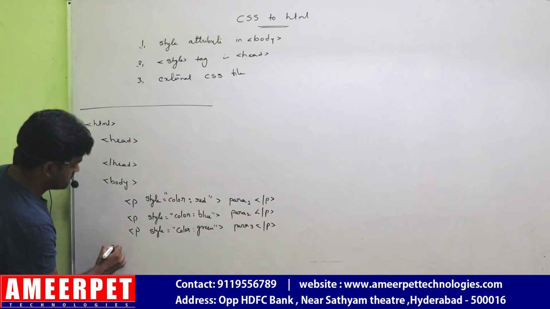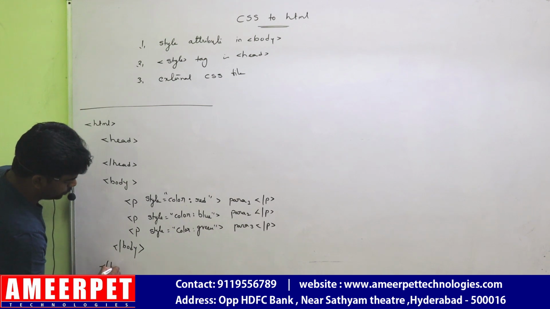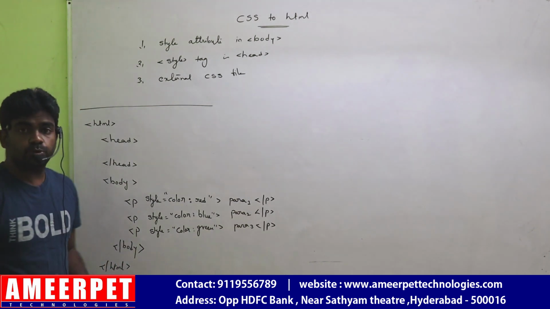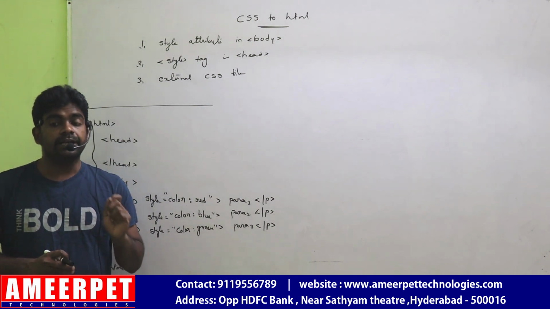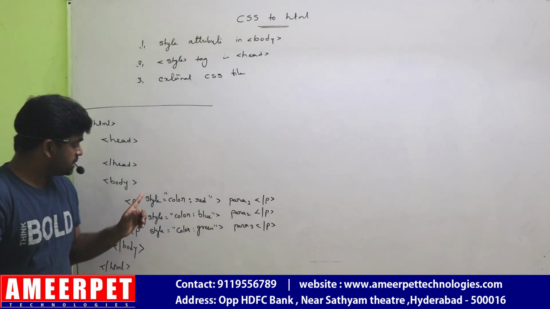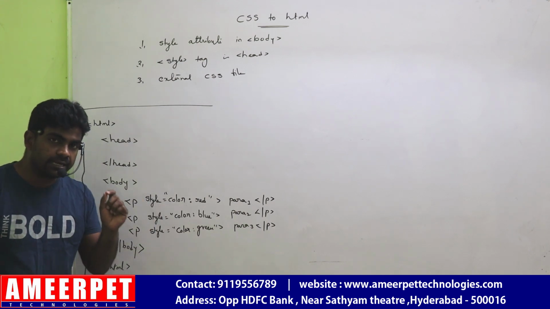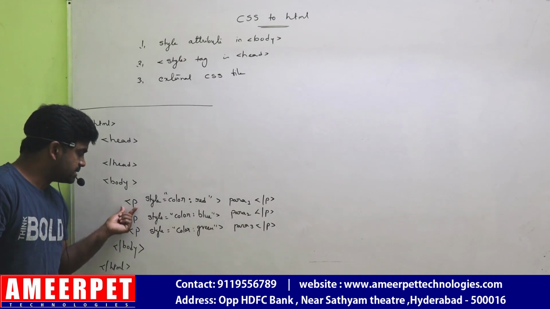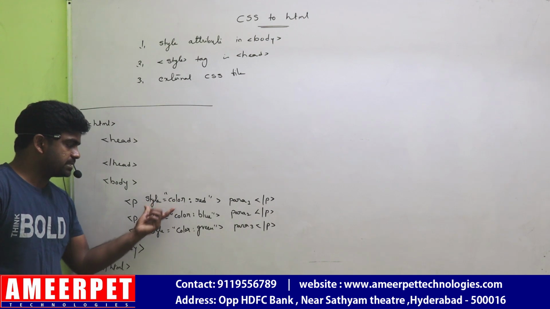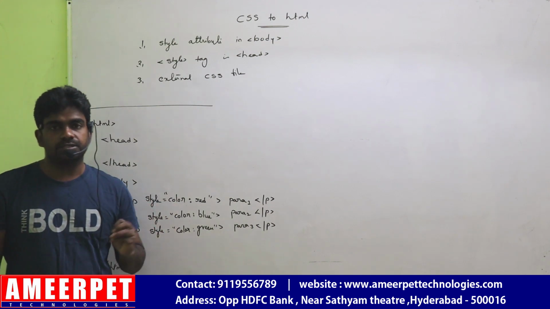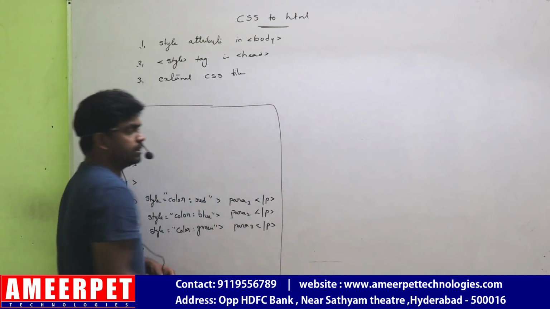So when we go with the style attribute as a simple option, when we want to apply styles to individual HTML elements, we are using this option, style attribute. Style attributes you must place inside the start tag only. So inside the start tag we are representing this. That is the first one. Next one, what is the second one?